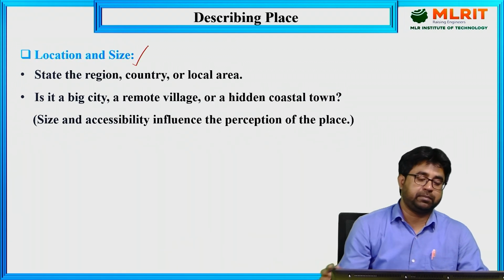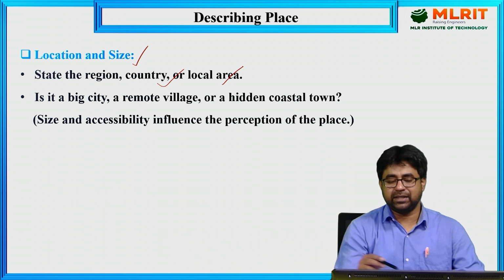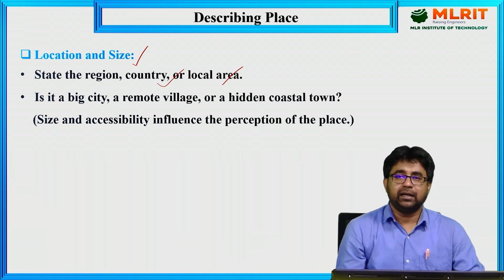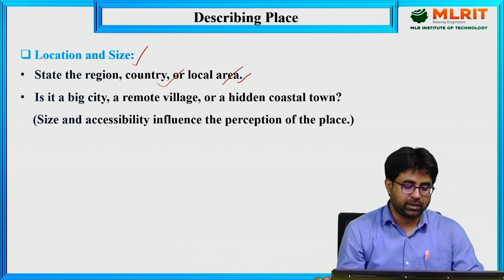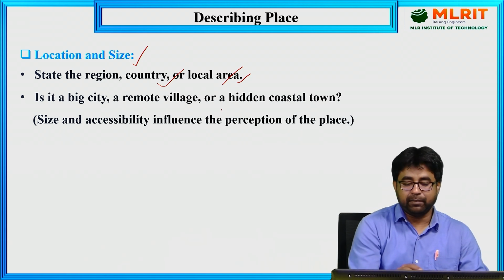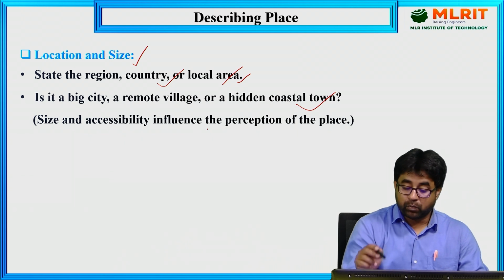Location and size of the place. So state the region, country or local area. This you have already included in the introduction part only, but you can give a little more detail about that place. Is it a big city, remote village, or hidden coastal town? Okay. Size and accessibility. Now, why is this important?